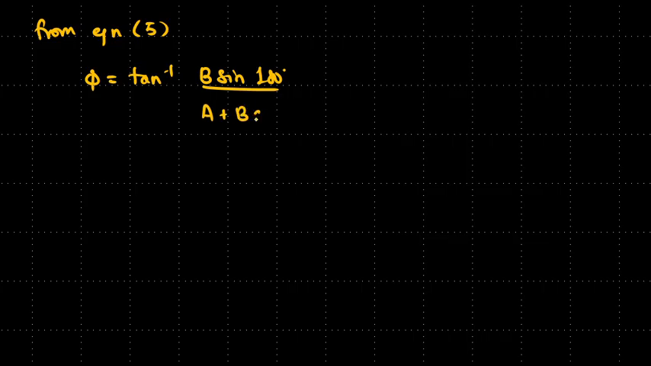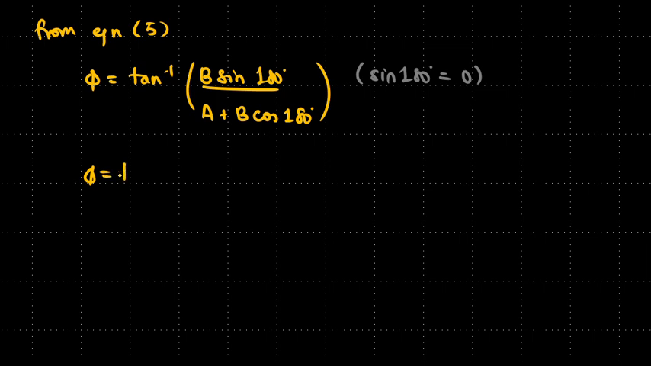So from equation 5, we have phi equals tan inverse of b sine theta, which is 180 degrees, over a plus b cos theta, which is also 180 degrees. So sine 180 degrees is actually 0 as well. So as a whole, this will be 0. So it's phi equals tan inverse 0.